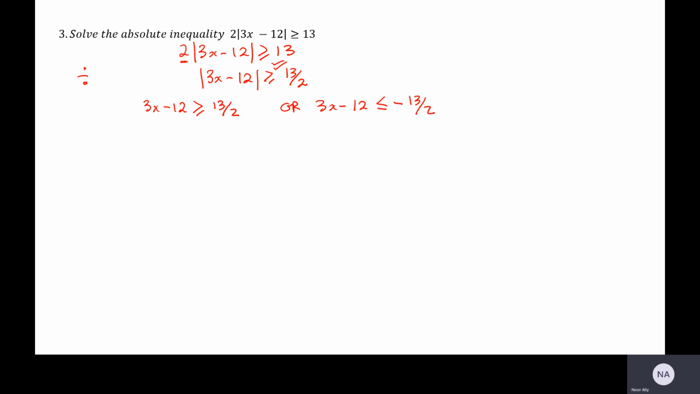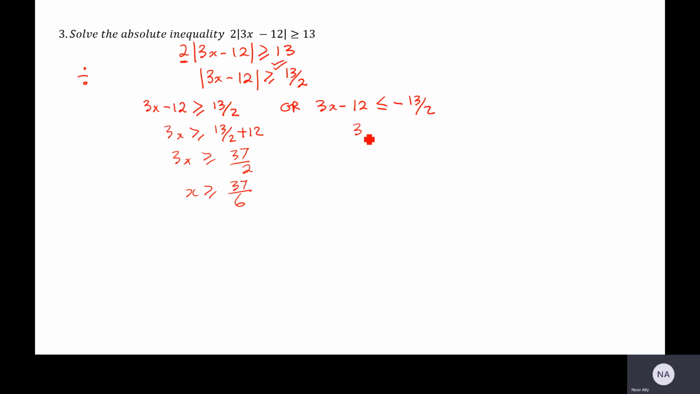So there I have 3x greater than or equal to 13 over 2 plus 12, which is 24 plus 13. Well, that's 13. Three x is greater than or equal to 37 over 2. X is greater than or equal to 37 divided by 6.